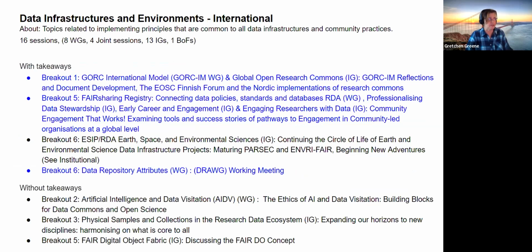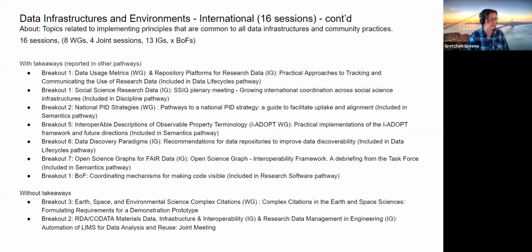And following up, this is the last track of the data infrastructures environments is international. So there's just a few, you can see 16 sessions, BOFs, 4 joint sessions, lots of cooperation here and collaboration across RDA groups, which is really great to see. So good communications there. Kudos to those co-chairs. But there were many session summaries and takeaways shown here. Again, a few in blue. Only a small number did not provide the summaries, and a lot of others are covered across the various pathways here. So we won't do all of that right here.